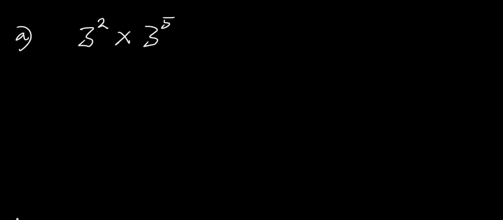Question A, we have 3 exponent 2 times 3 exponent 5. Since we are dealing with multiplication here, all we have to do now is to keep the base. The base is 3. So keep the base and add the exponent, 2 plus 5, and then the final answer is 3 exponent 7.